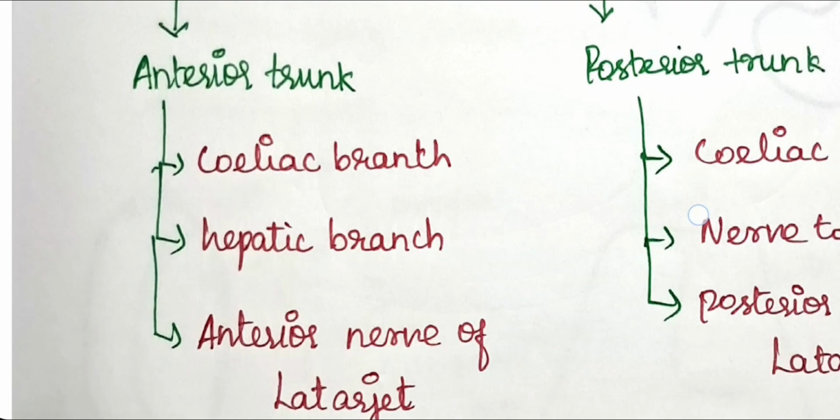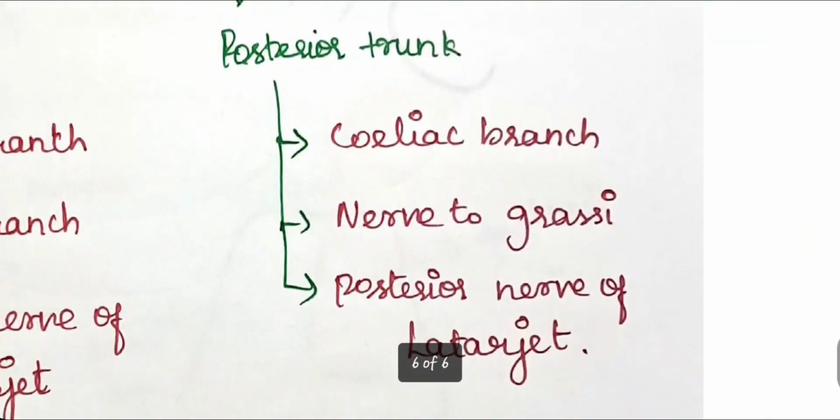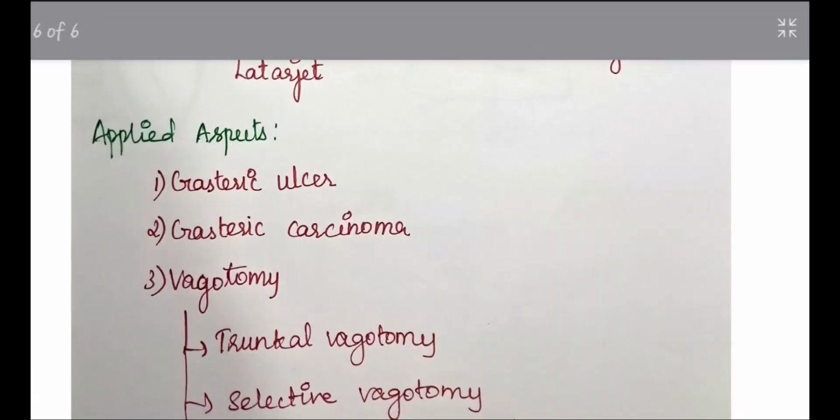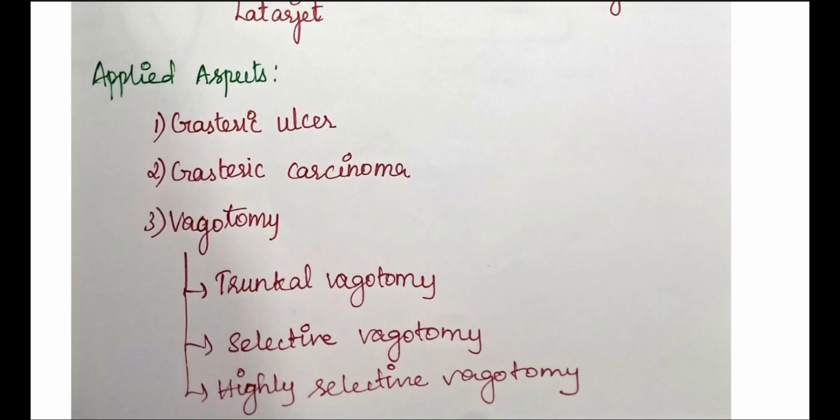Okay, coming to the posterior trunk, again there are 3 branches: celiac branch, nerve of Grassi, and posterior nerve of Latarjet. All these supply the posterior aspect of the stomach, and the nerve of Grassi mainly supplies the fundus of the stomach. Okay. So coming to the applied aspect, we have gastric ulcer, gastric carcinoma, and vagotomy.